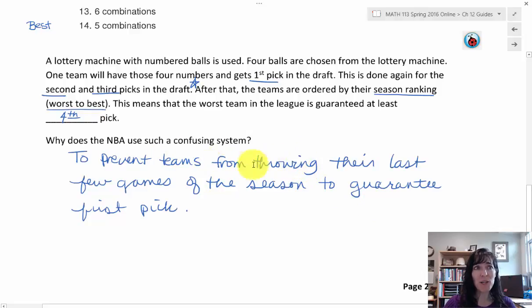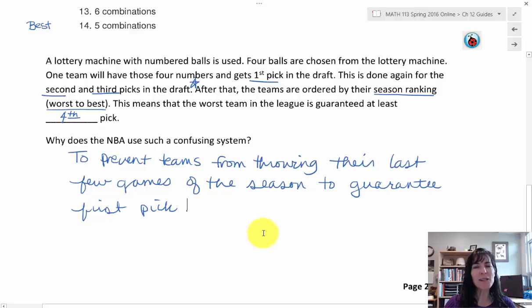Why does the NBA use such a confusing system? To prevent teams from throwing their last few games of the season in order to guarantee first pick in the upcoming draft. That's why.